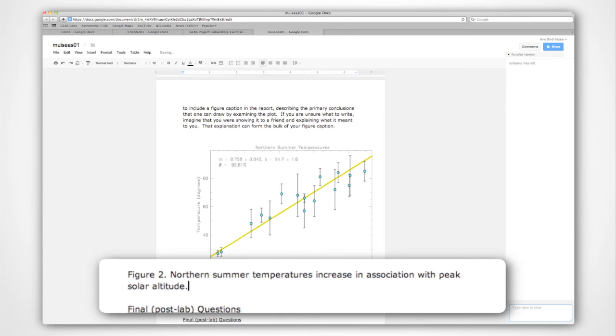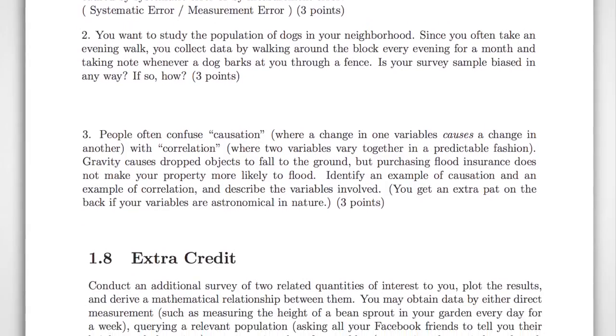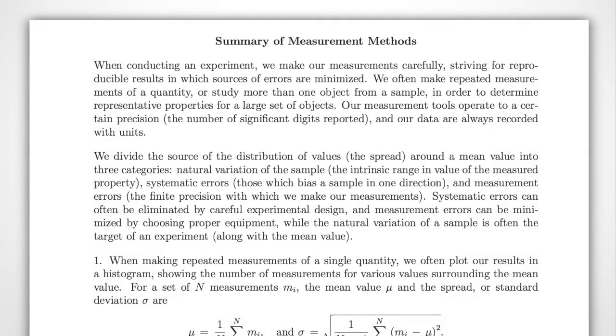Complete the remaining questions in your lab exercise, including investigating common relationships between variables, answering post-lab questions, writing a summary, and considering doing the extra credit. Note the summary of measurement methods which you may want to consult in future weeks. Consider this lab exercise a resource that you can return to help you understand experimental and data analysis work throughout the course.